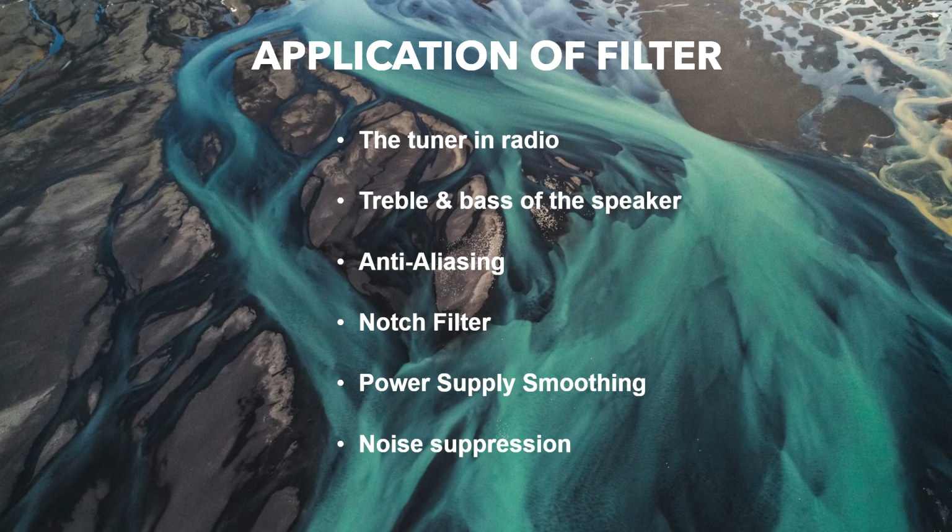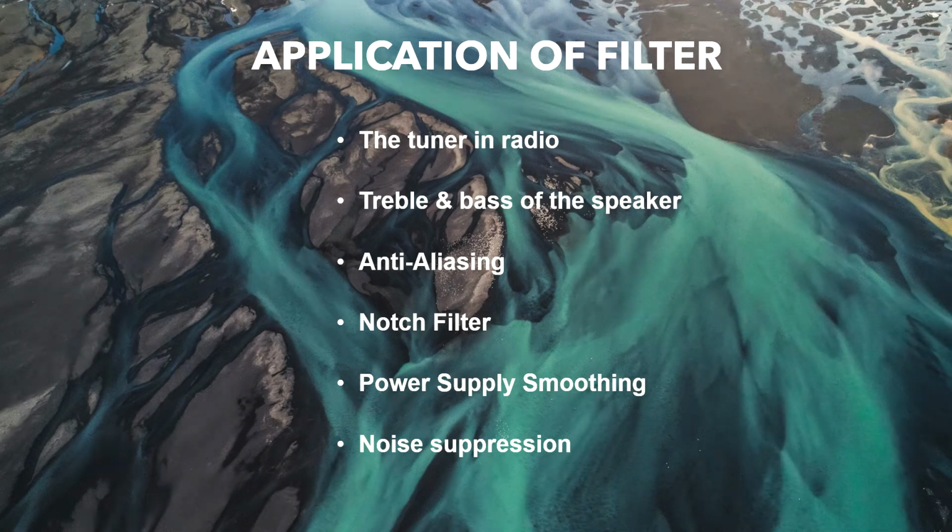The last one is application of filter. Tuner in radio: the band pass filter in the tuner of the radio allows a fixed frequency to the output speaker. Treble and bass of the speaker: bass has a lower frequency and treble has high frequency. They are separated using high pass and low pass filters and are separately routed to the corresponding bass speaker and treble speaker for clear music.